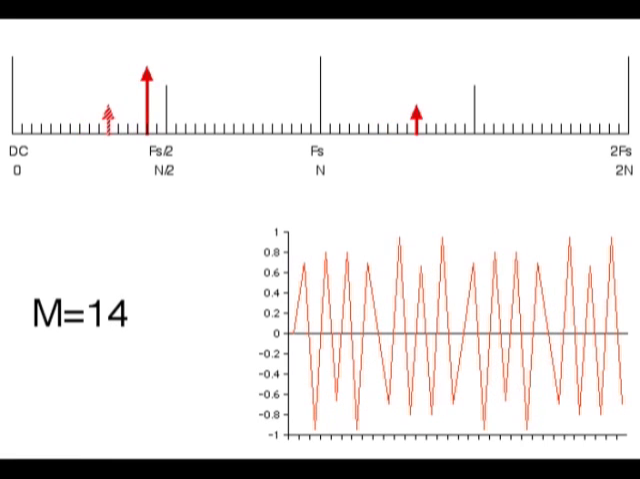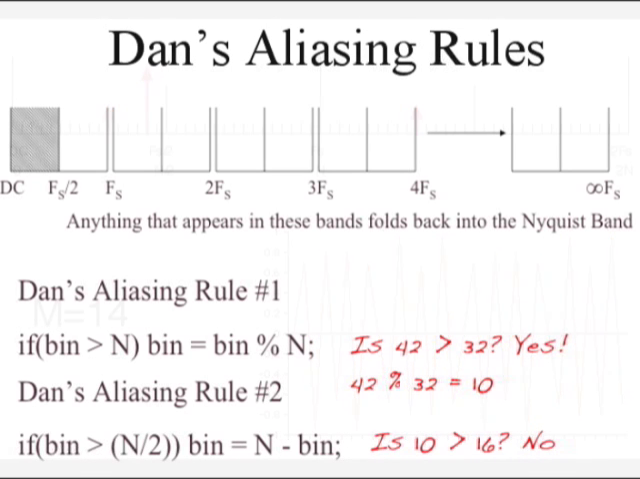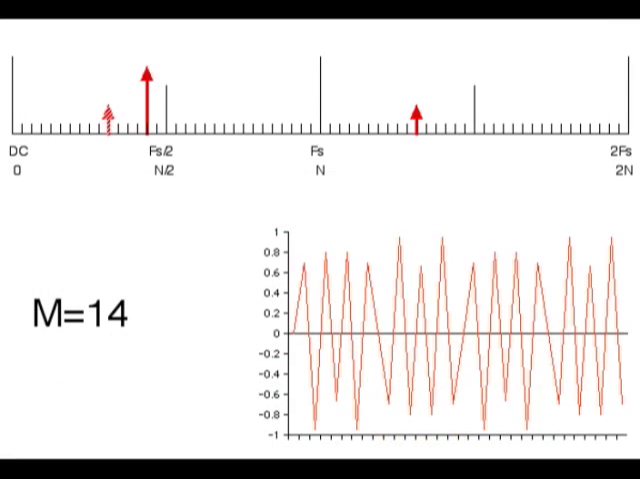As m moves up, the fundamental moves up, the alias of the third harmonic moves up at the same time, but 3 times faster. So where did the alias go? Back to Dan's rules. 3 times 14 is 42. The problem, of course, is that 42 is not in the Nyquist band. So where does it go? Is 42 greater than 32? The answer is yes. So 42 modulo 32 is 10. That was easy. Is 10 greater than 16? The answer is no. So the answer is 10. So the third harmonic aliased all the way back from bin 42 down to bin 10.